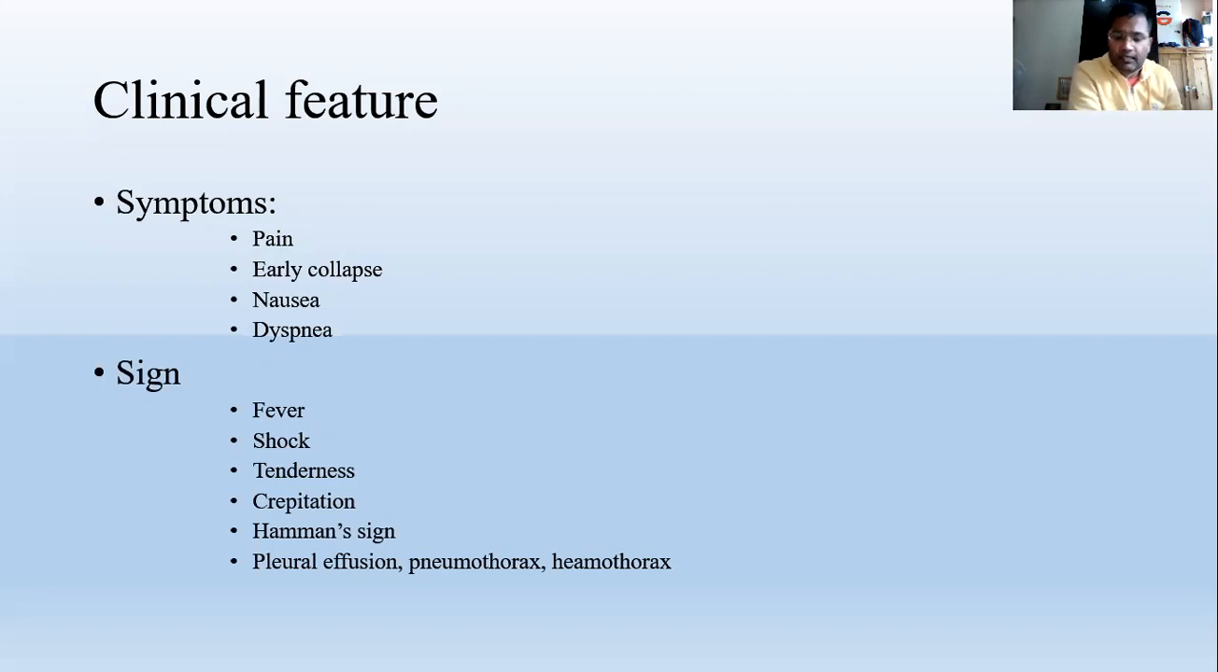The Hamman sign is just this: in esophageal perforation, bleeding is there and blood comes into the mediastinum, and due to the perforation some air also comes into the mediastinum. So with every beat of the heart, you can hear a crunching sound or some crepitation along with the heartbeat. It means there is air in the mediastinum near the pericardium. So that is the Hamman sign. This usually occurs in these conditions.